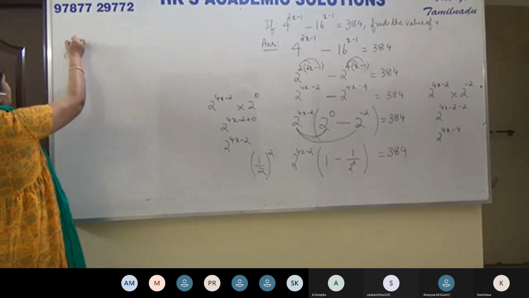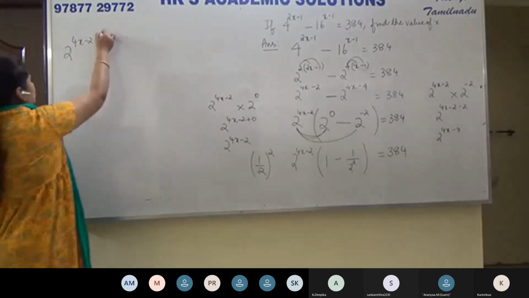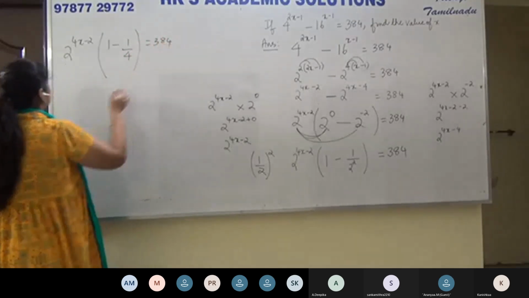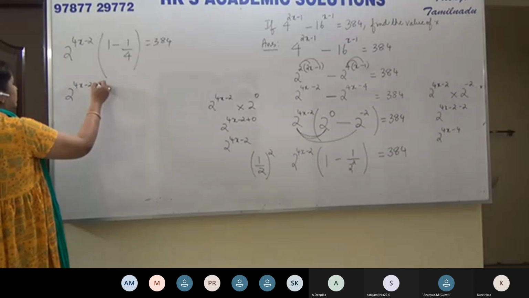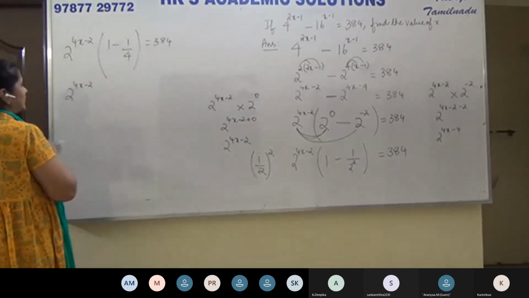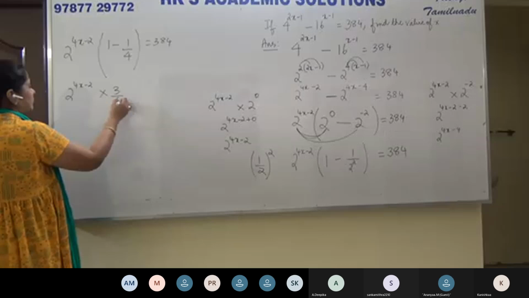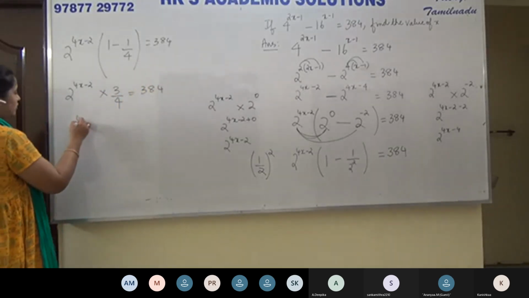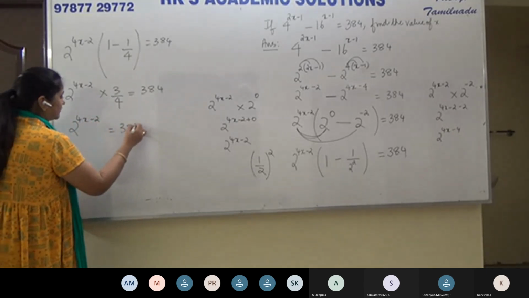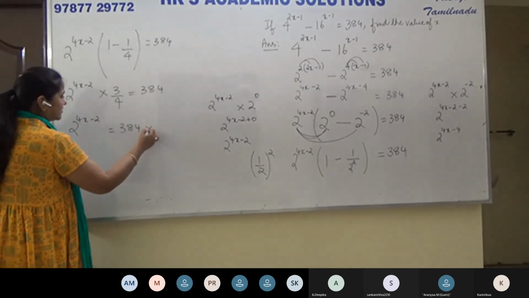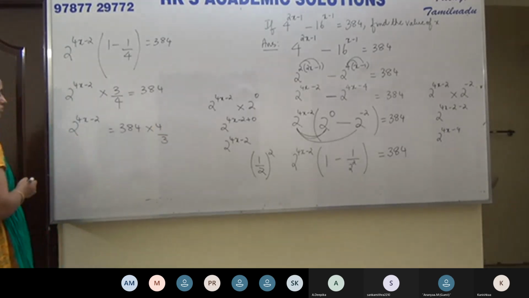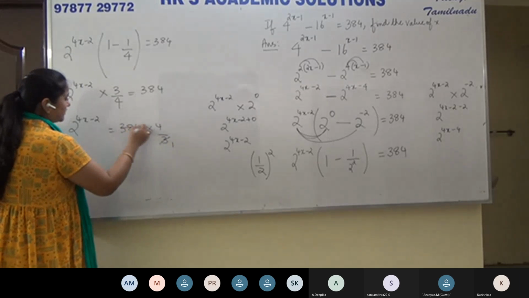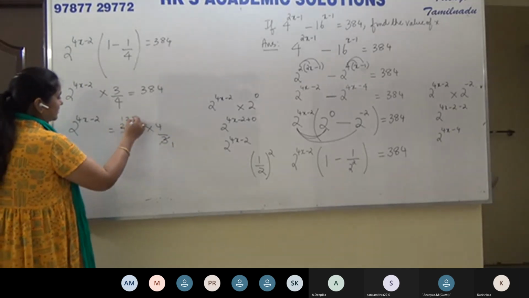So now 2 to the power 4x minus 2, open bracket, 1 minus 1 by 4, is equal to 384. 1 minus 1 by 4 is 3 by 4. You know that, or take the LCM and find it. So 2 to the power 4x minus 2 into 3 by 4 is equal to 384. 3 by 4 when transposed becomes 4 by 3 into 384. Now simplify: 3 1s are 3, 3 2s are 6, 3 8s are 24.